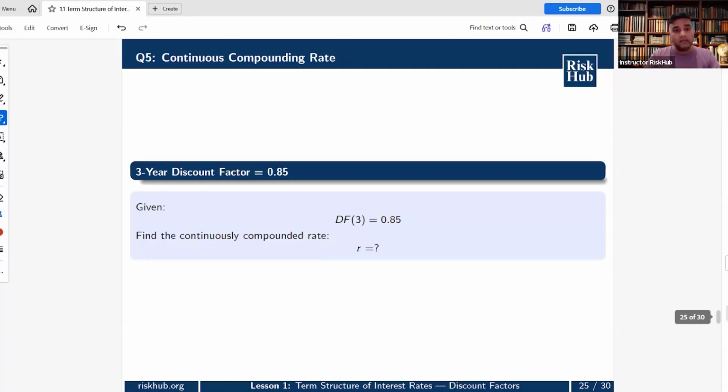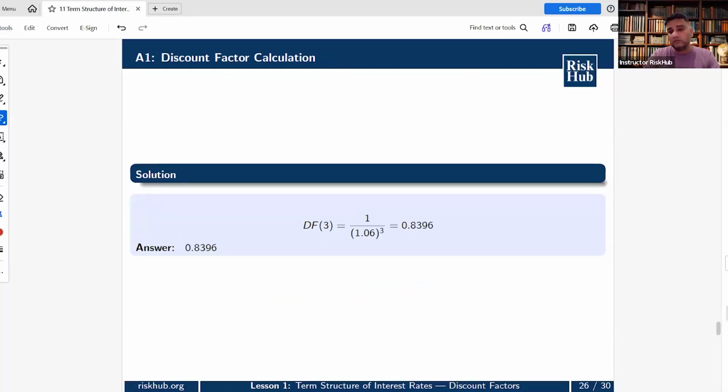Slide number 25: DF3 is given as 0.85. I have to calculate R. R equals minus 1 over 3 times ln 0.85, equal to 5.42%, right? So that's how it is calculated, because the continuous compounding rate has to be calculated. And then the solutions are given, right? The solutions of the equations are given, so you can go and see the solutions. Not at all difficult, guys. Explanation given. I just explain these to make it easy.